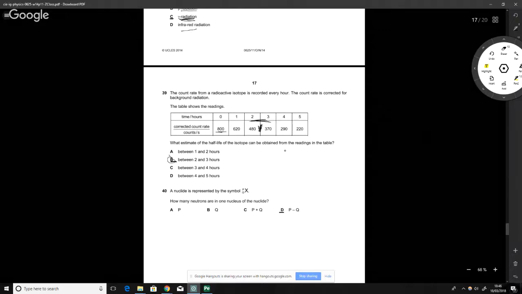All right, a nuclide represented by the symbol blah blah. How many neutrons are in one nucleus of the nuclide? Okay, so the top number is the mass number, which is the neutrons plus the protons. They roughly have similar masses. And then the bottom one is the atomic number, which is just the protons. So how many neutrons? If the top number is the neutrons plus the protons, we need to minus off the protons. So we take the top number and minus off the bottom number. So that is that one over there.